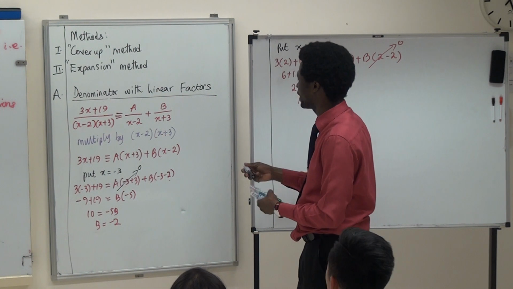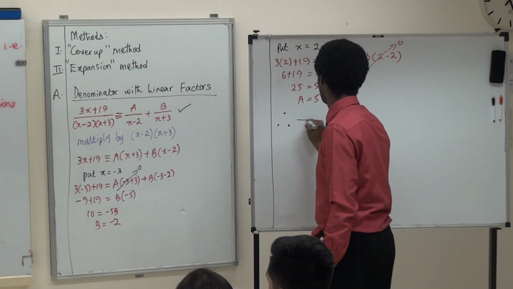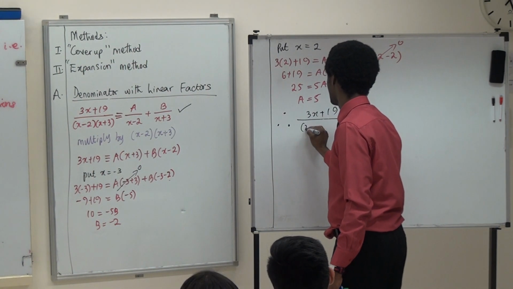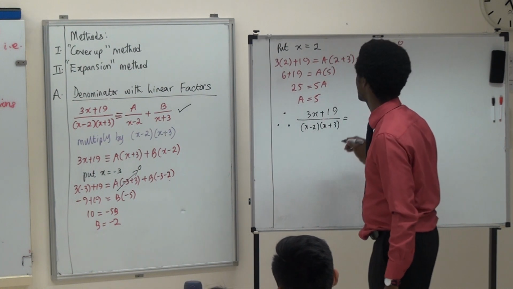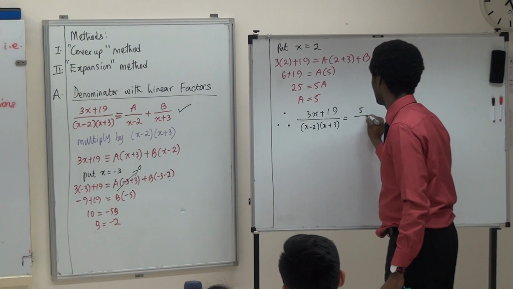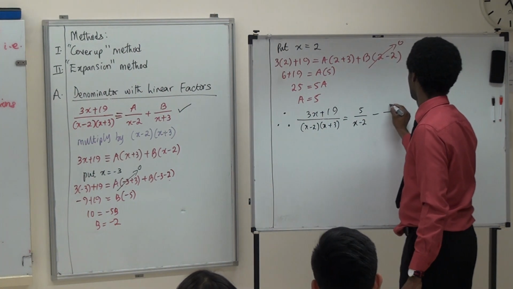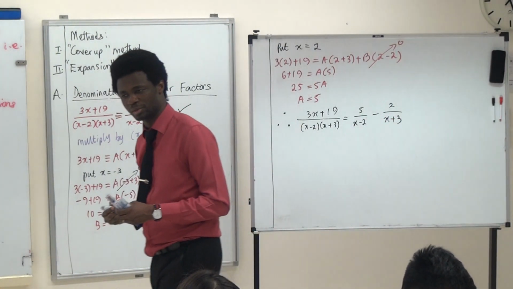Then you go back to the beginning. This is your beginning. So it means, therefore, the original fraction, (3x + 19) over (x - 2)(x + 3), must have been as a result of 5 over x minus 2, and because B is negative, minus 2 over x plus 3, which is the starter that you combine it first.